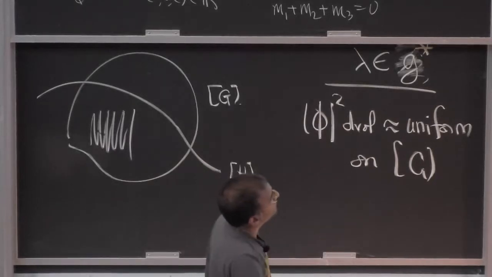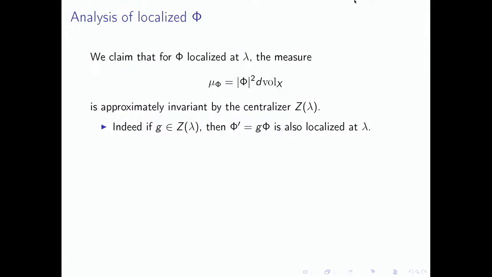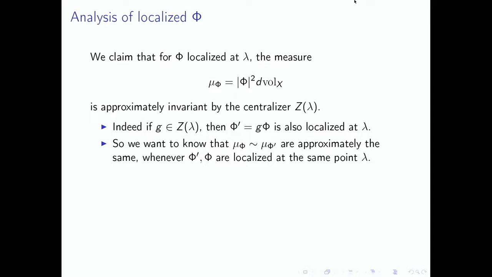All right. So why is that meant to be? I take g, an element in the group that doesn't move this. Okay, I take an element there, and I apply it to the vector phi, and now I get a new vector phi prime, which need not be the same vector, but it's also localized at lambda. All right, so I have these two vectors localized at the same spot, and I would like to know, I would sort of like to think that they had the same measure. That is, I would like to know that whenever you have two vectors localized at the same point lambda, then the measures that they define are approximately equal.